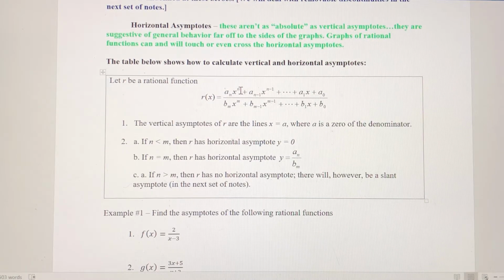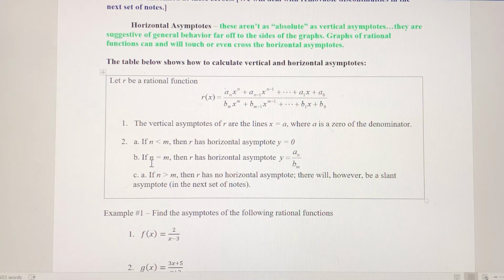If the degree of the numerator n is less than the degree of the denominator m, then we're going to have a horizontal asymptote at y equals 0, the x-axis. And if you remember back to the previous video, graphing the parent function for rational functions, the degree of the numerator was smaller than the degree of the denominator. Therefore, we had a horizontal asymptote at y equals 0.